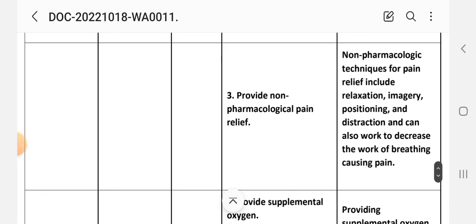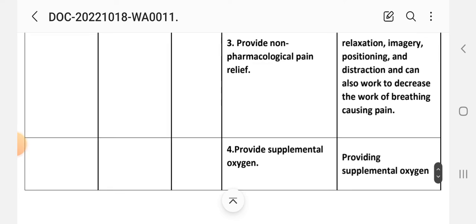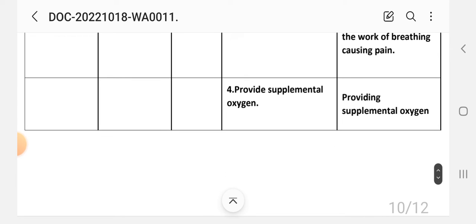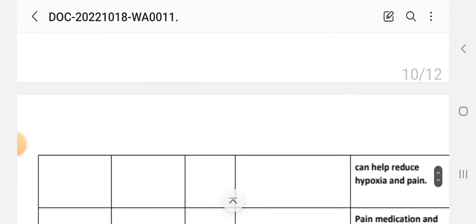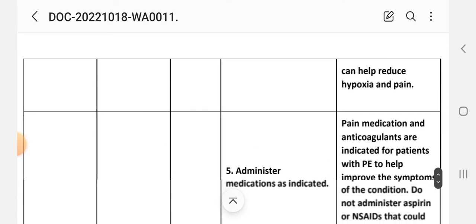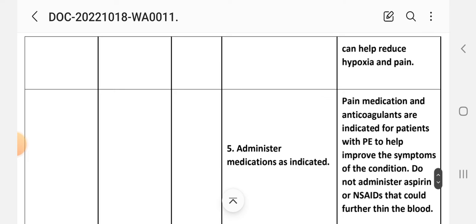Number third intervention, provide non-pharmacological pain relief here. Non-pharmacological techniques for pain relief include relaxation, imagery, positioning, and distraction, and can also work to decrease the work of breathing causing pain. Next, provide supplemental oxygen. Providing supplemental oxygen can help reduce hypoxia and pain.